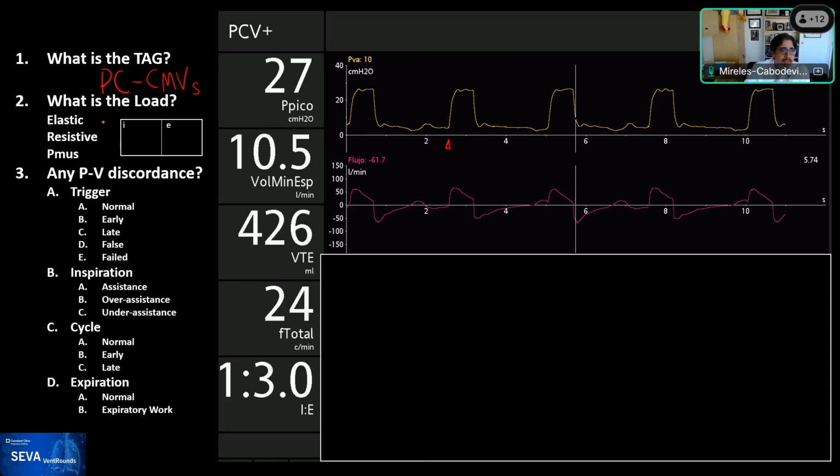All righty. So the next question is, what is the load? Is it elastic, resistive, or PMOS? And when we say PMOS, that's not a load, but it's a manifestation of PMOS that sometimes hides the load, elastic or resistive.